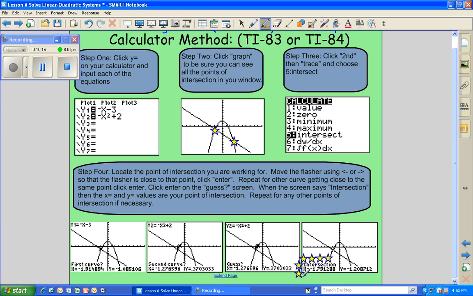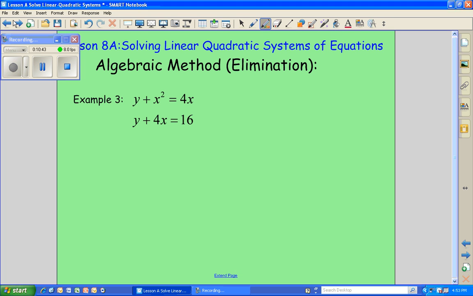And so the answer to this one is going to be x equals negative 1.791 and y equals negative 1.21, or negative 1.208. And then I'm going to have to repeat that same process, but moving my arrows closer to the second point of intersection. So you can always do these in the graphing calculator as well. So let's just run through one more example.